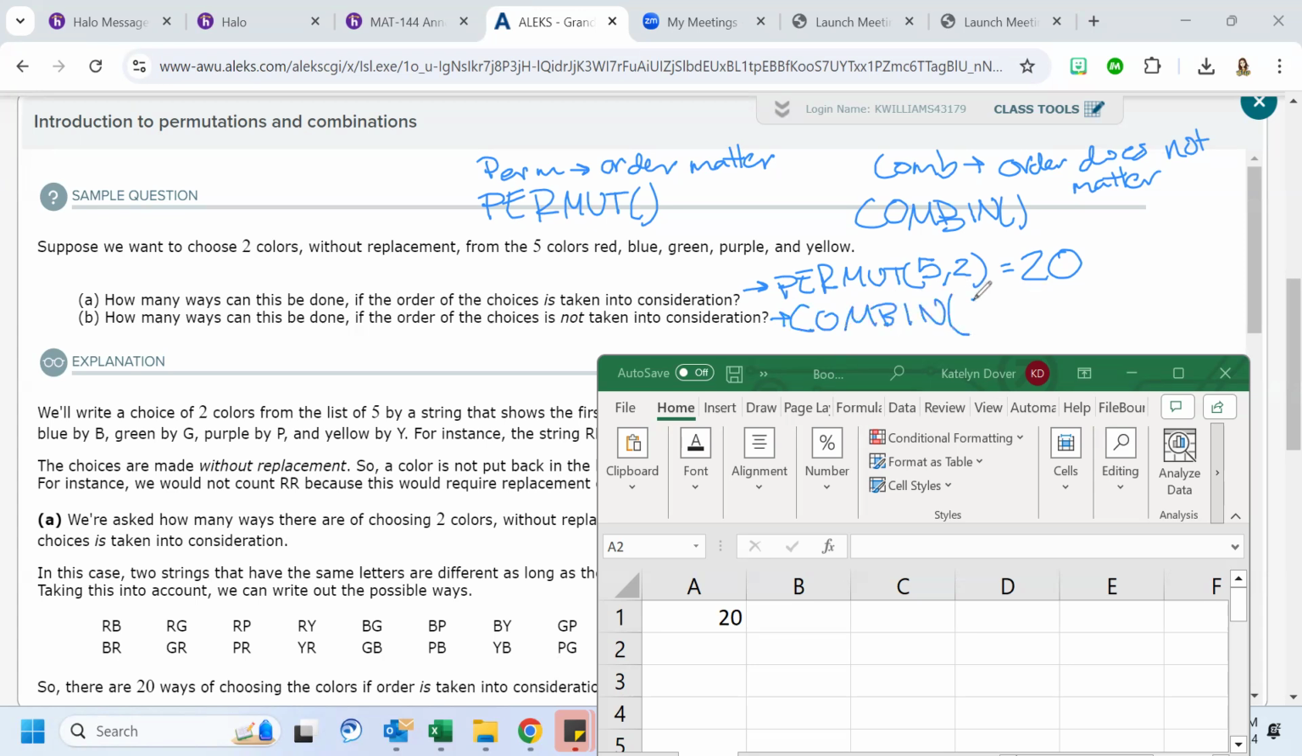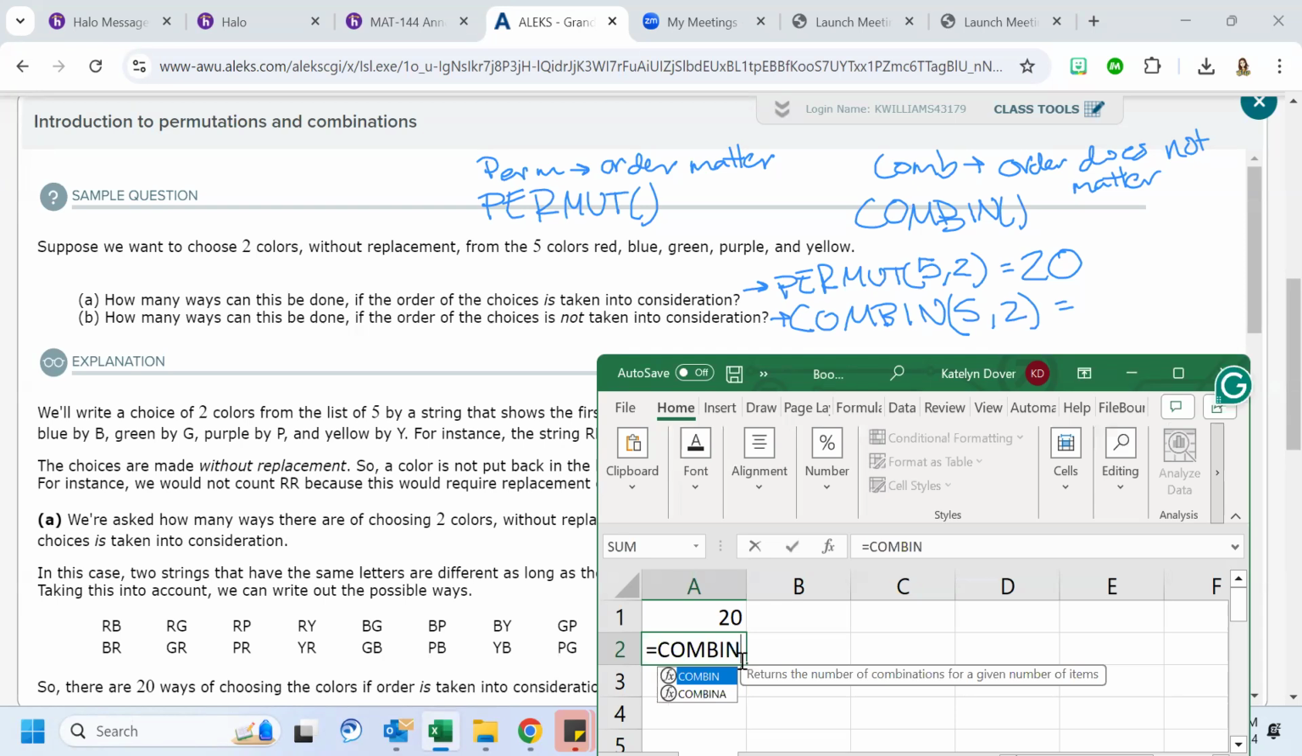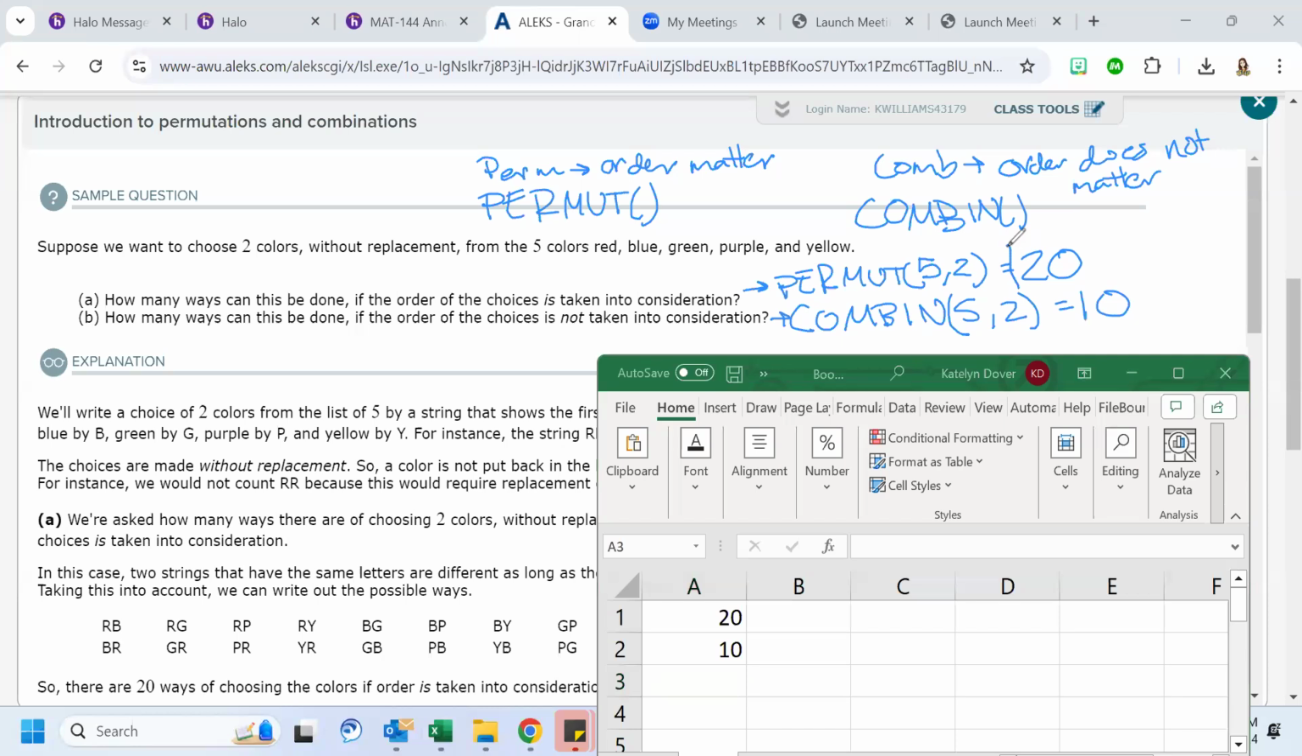And then we still have a total of 5. We're choosing 2. And then we'll go type this into Excel. I'll go into any white empty cell I can type in. I'll type in my equals, combin, open the parentheses, 5, 2, close the parentheses, and hit enter. So then my answer for part B is 10.